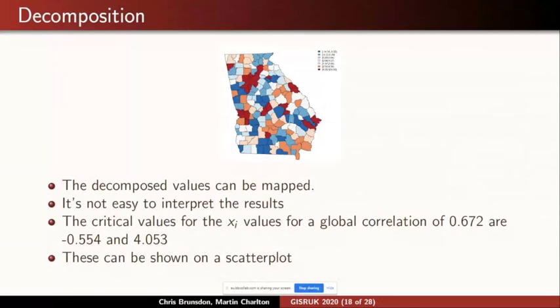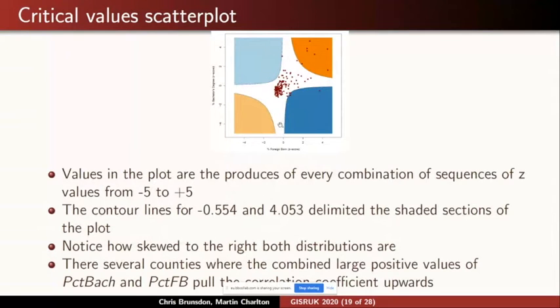If we map the decomposition, it's not easy to see what's going on or to interpret those results. Blue is high negative and red is high positive. The critical values for that are 0.554 and 4.053, because they're the products of the Z-scores. Now we can show those on a scatter plot. So here are the variables, foreign-born and bachelor education. These are the ones which are the outliers in the bag plot, and they're pulling the correlation coefficient up. Ones in this zone are significant, ones in the middle are not significant in that sense.